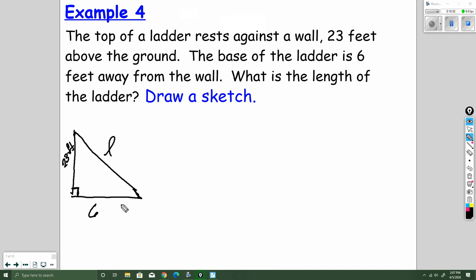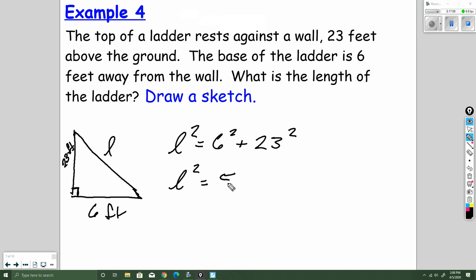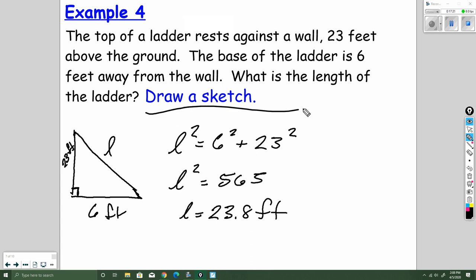With this sketch, we can see that we've got 2 sides out of 3 in this right triangle, and we can just use the Pythagorean theorem. That's L squared equals 6 squared plus 23 squared. So 6 squared plus 23 squared is 565. And then if we take the square root, we get about 23.8 feet. When we're drawing a sketch, it's pretty straightforward. We take a look at the picture, and using the skills that we know, how would we solve for what we're looking for?